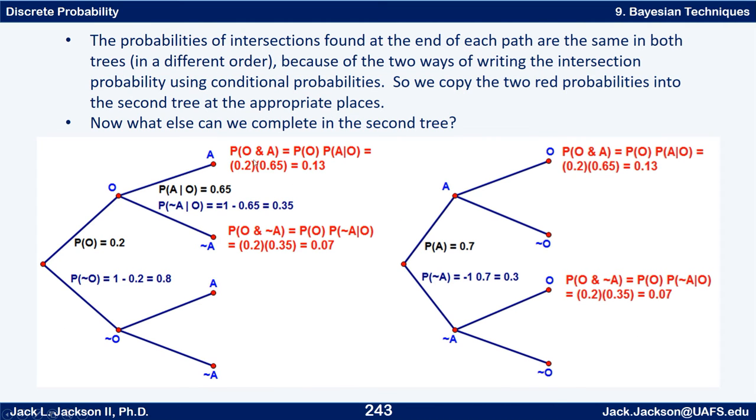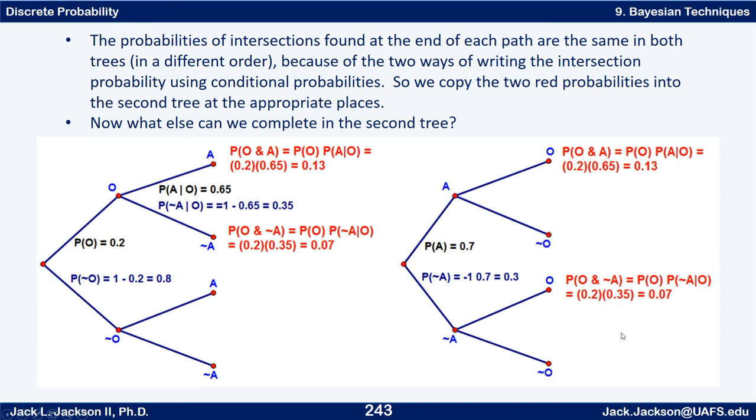Here it is. If you take the probability of this path, that's O and A, that goes right here. This one's O and not A, so it's down here too. So these four probabilities that go at the end here actually turn out to be the same as the four probabilities at the end here, although they might be in a different order.